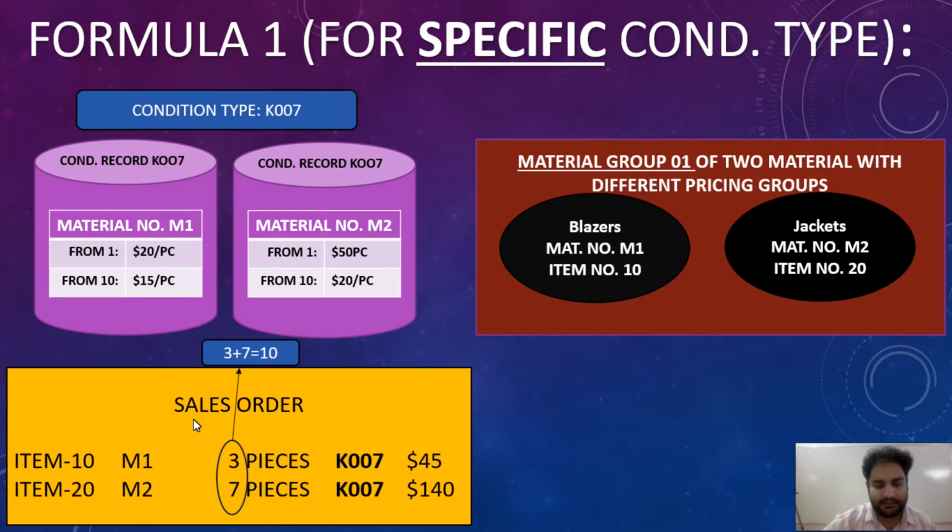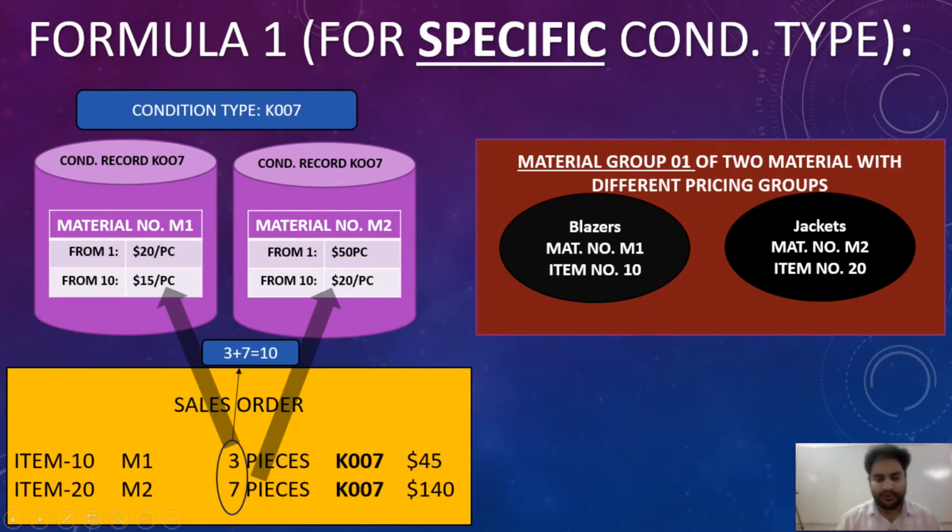And so item number 10, of material M1, would be charged according to this pricing condition: 3 into $15 per piece, that is $45. Because the total order quantity is 10, we are saying 10 and above. Though the order quantity of item 10 is only 3 pieces, we consider the total order quantity, that is 10. And the 7 pieces of item number 20 will also match the condition of 10 and above, $20 per piece. Therefore 7 into $20 is $140.